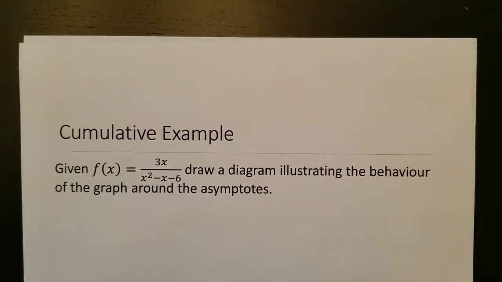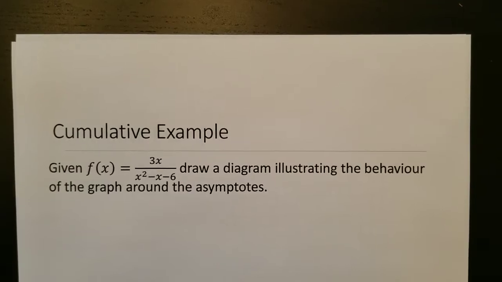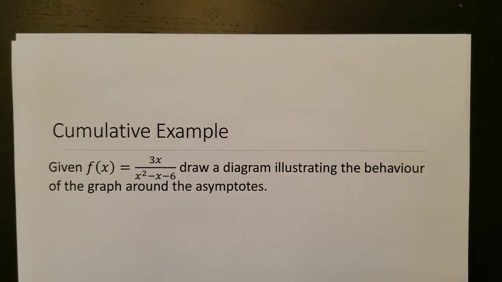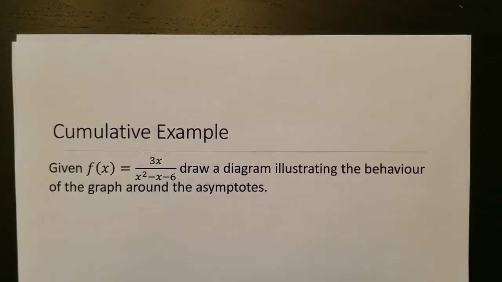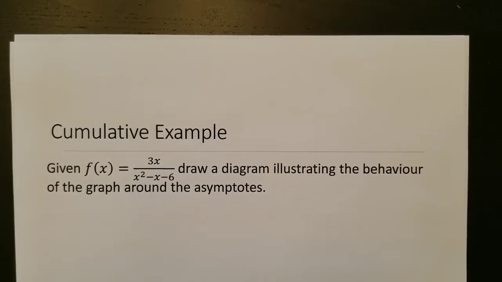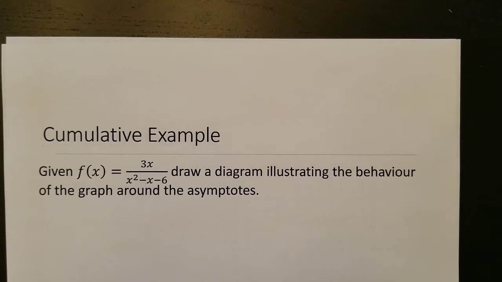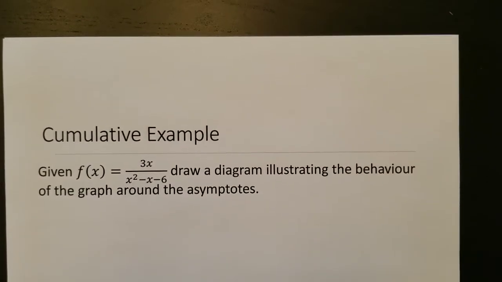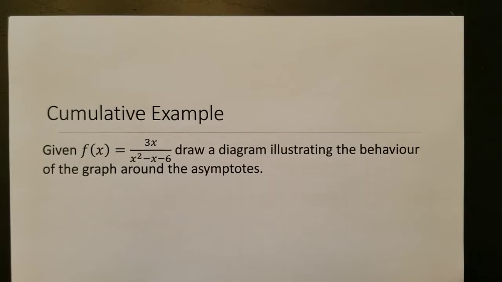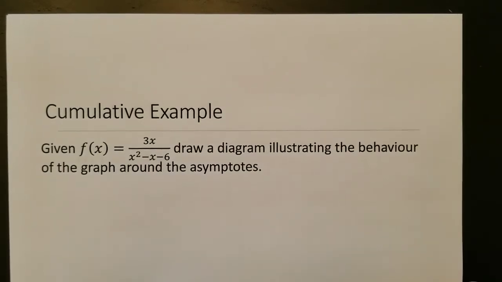Okay, so we are on Unit 7, Day 3, and this is video number 3. We're going to be looking at an example here where we have a rational function and we want to look at the behavior of the graph around the asymptotes. So we're going to look at what asymptotes there are and how to illustrate those asymptotes with proper limit notation, and then drawing a sketch of that graph.